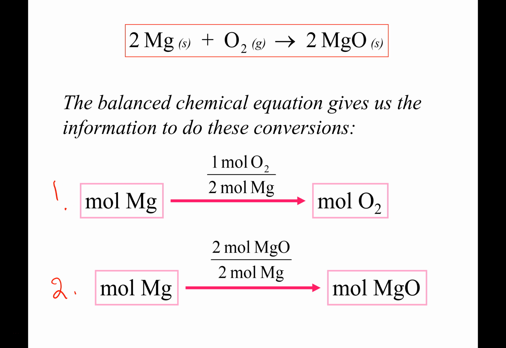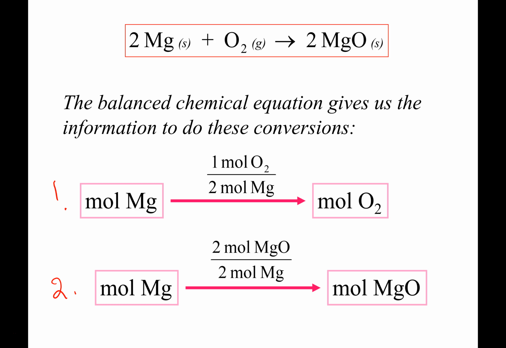So the first problem, we're going from moles of magnesium to moles of O2. So if we want moles of magnesium to cancel, that is going to go in the bottom. Since there's a stoichiometric coefficient of 2 in front of magnesium, the 2 comes with it. To moles of O2, stoichiometric coefficient of 1, that goes in the top.